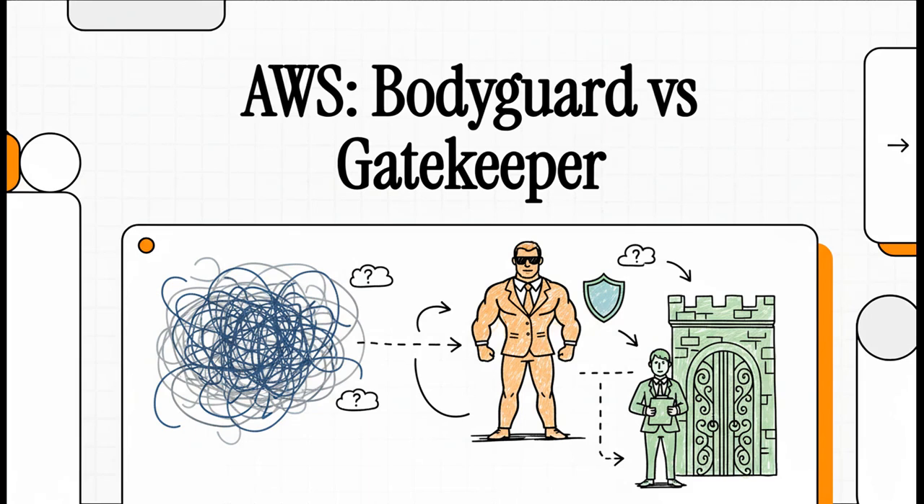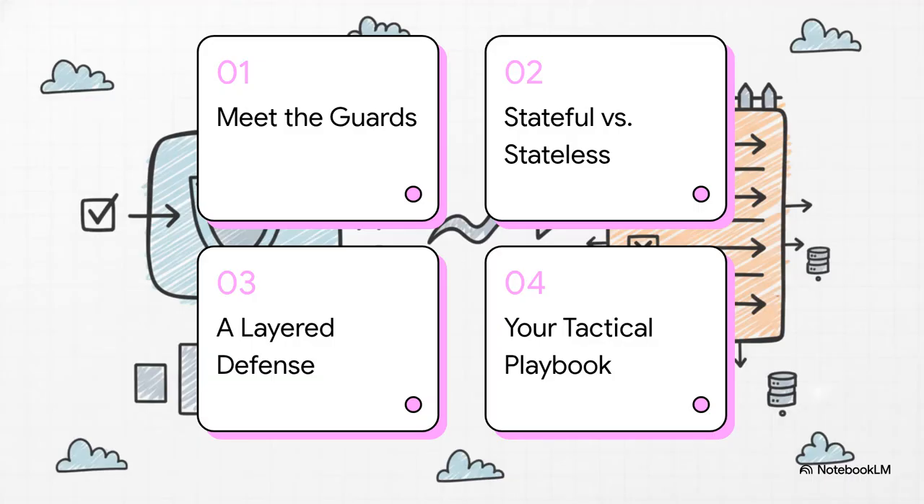All right, welcome. If you've ever found yourself staring at your AWS console, completely tangled up in security groups versus NACLs, well, you are definitely in the right place. Today, we're going to slice right through all that confusion with a really simple but powerful analogy that's going to make it all just click. So, let's dive in.